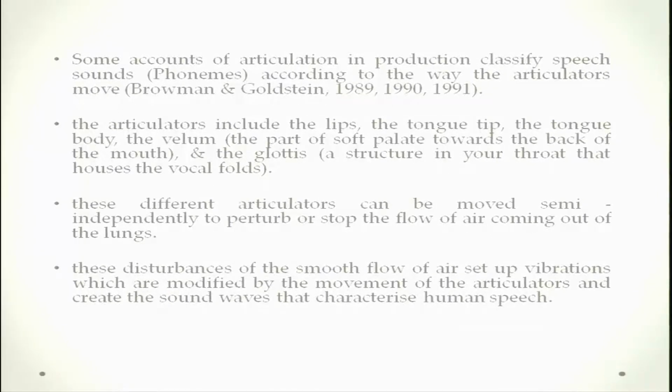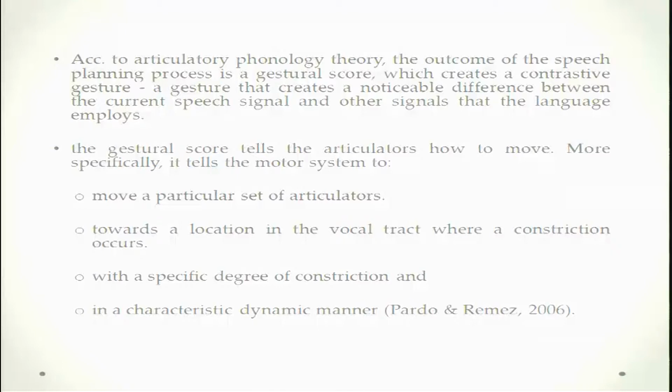The articulators basically include things like the lips, the tongue tip, the tongue, the velum, that is the soft palate towards the back, and the glottis, which is the structure of your throat. These different articulators can be moved semi-independently of each other, and they can be used to stop or perturb the flow of air, and these disturbances of the flow of air are basically what will create the different phonetic contrasts, different ways a particular sound is produced.